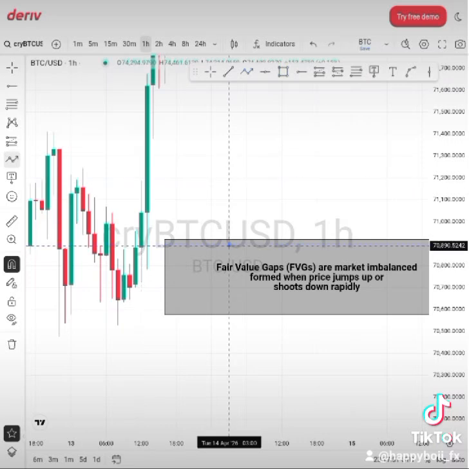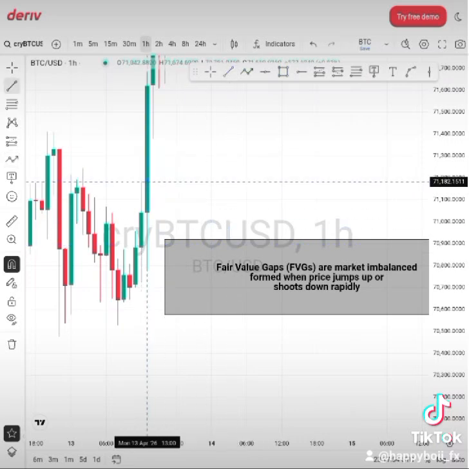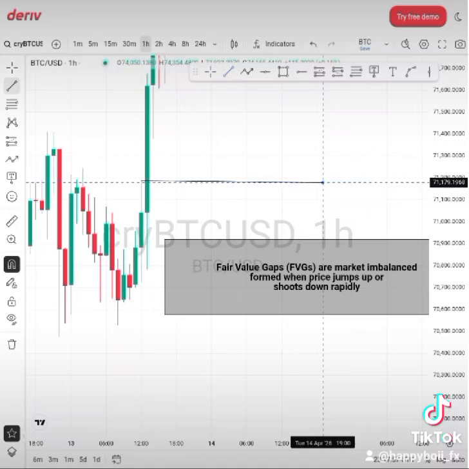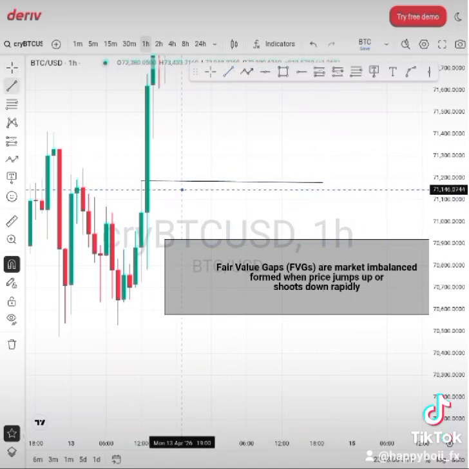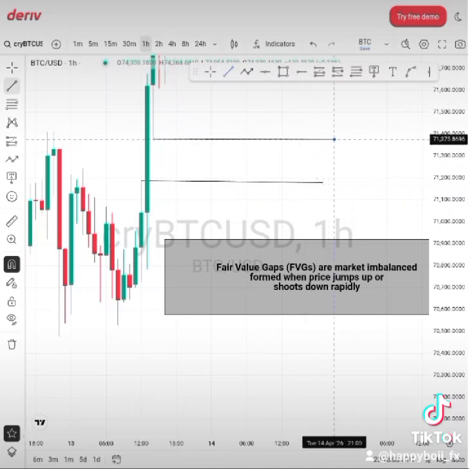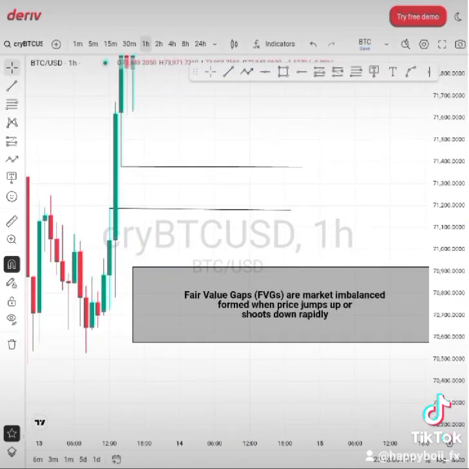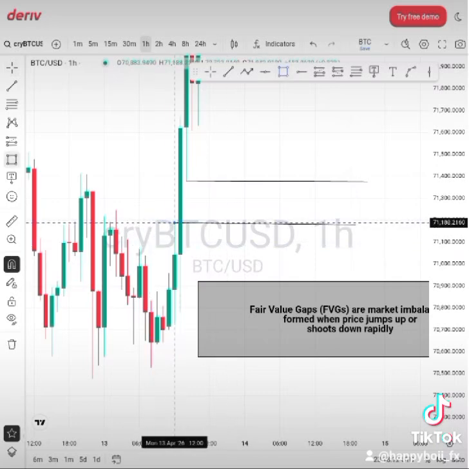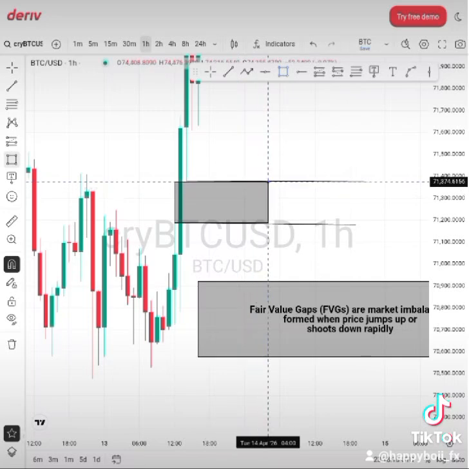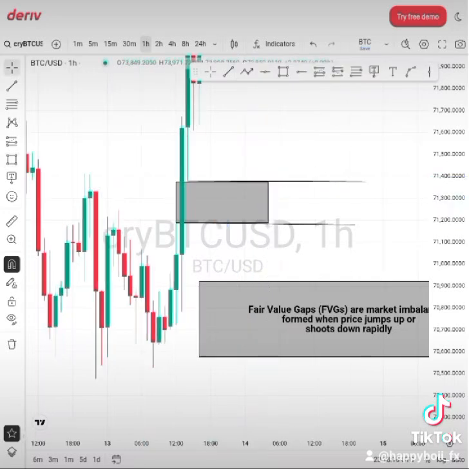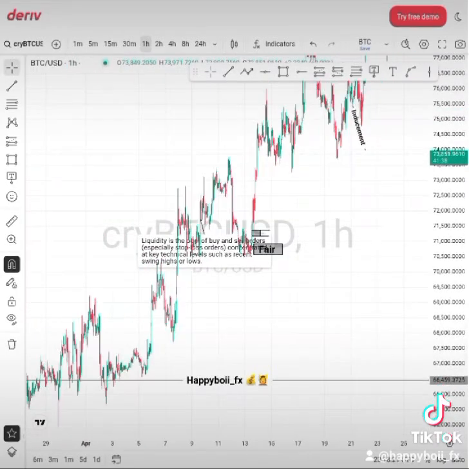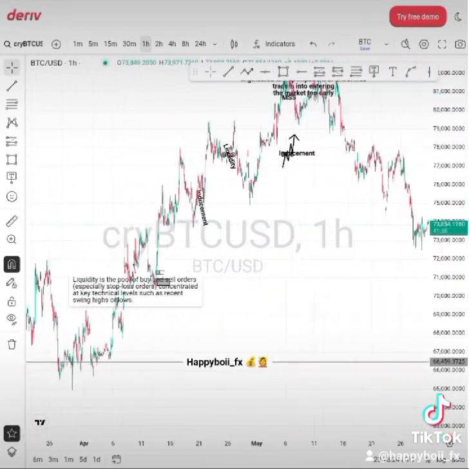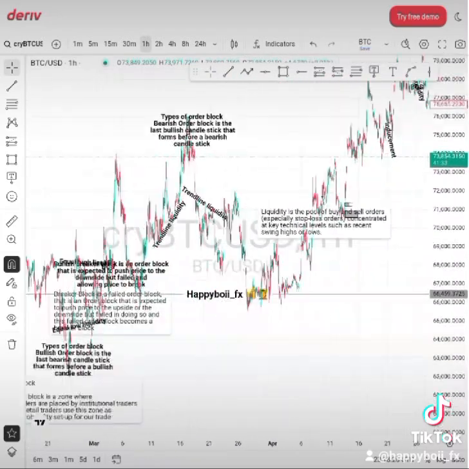This one, this wick right here, you mark it out, and then this wick right here, you mark it out. So this middle gap right here is your fair value gap. That's your imbalance right there. That's a fair value gap for you guys. So that's an example of a fair value gap. So I hope with this video you can now be able to spot these things easily.